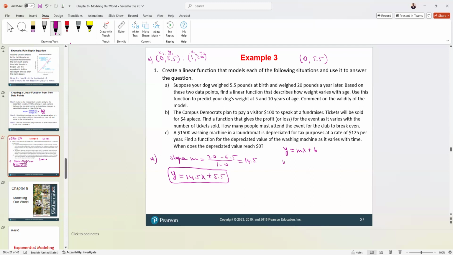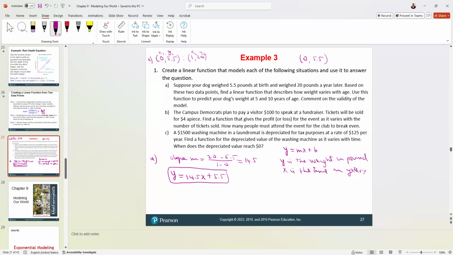Where y is the weight in pounds, and x is the time in years.